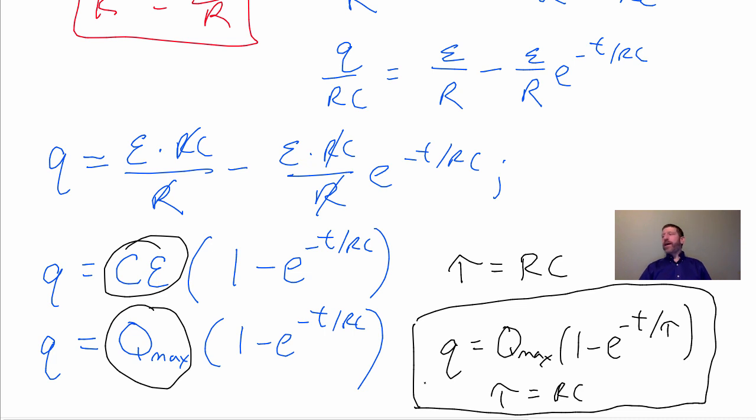Let's make sure that works. At time equals infinity, this becomes 0, and then we just have Q equaling Q max, which works perfectly. Now, the next fun part is discharging. So what are we going to do for discharging?